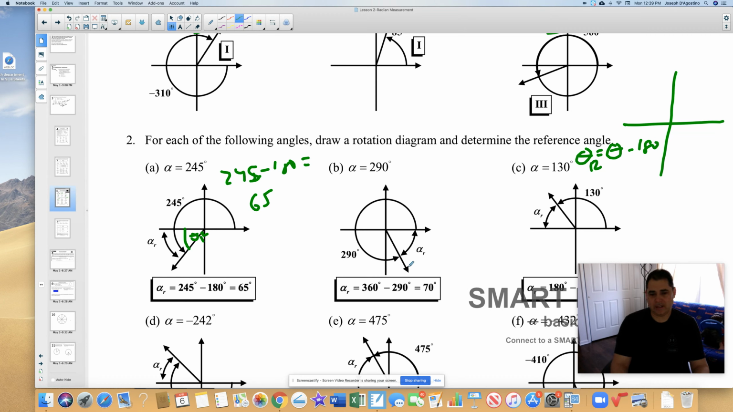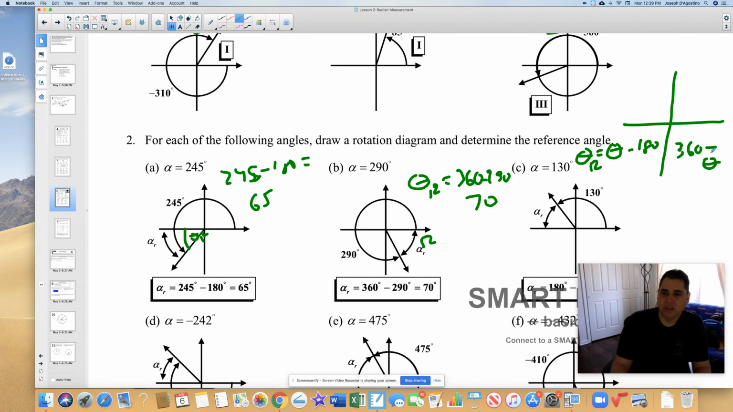All right, 290 is in the fourth quadrant. So this is your reference angle. So my reference angle is going to be this whole circle, which is 360, minus the angle. So my reference angle is going to be 360 minus 290, which in this case is 70. So if I want to find my reference angle in the fourth quadrant, it's 360 minus the angle.